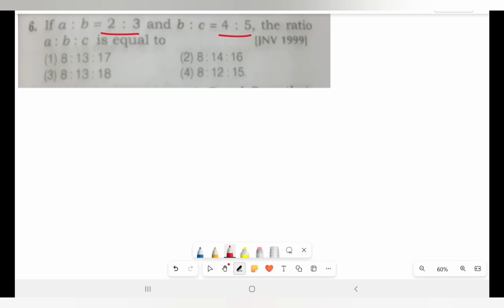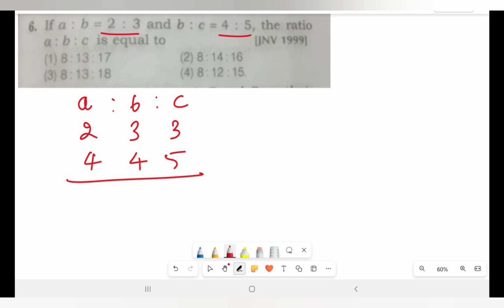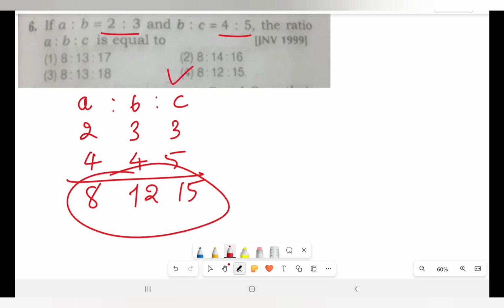Then the ratio of A, B, C is, so here you can use the shortcut A, B, C. So A by B is 2, 3, and B by C is 4 and 5. So write the neighboring number here, empty place, that is 3, and here empty place, write the neighboring number 4. So multiply, here 4 to the 8, so here 12, so here 15. So here as you can see 8, 12 and 15, this option is the right answer, that is fourth one.